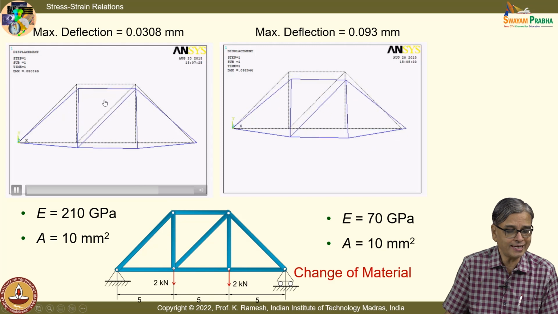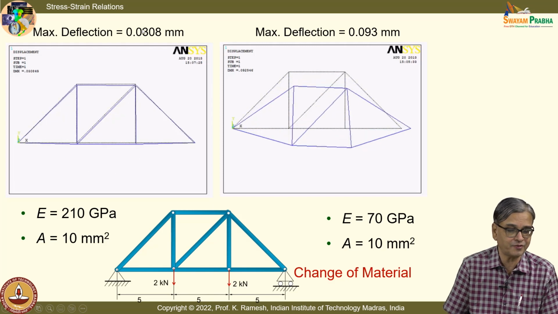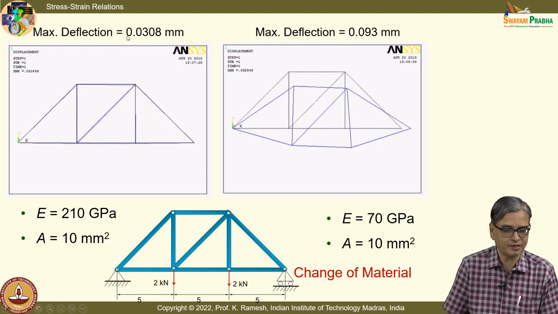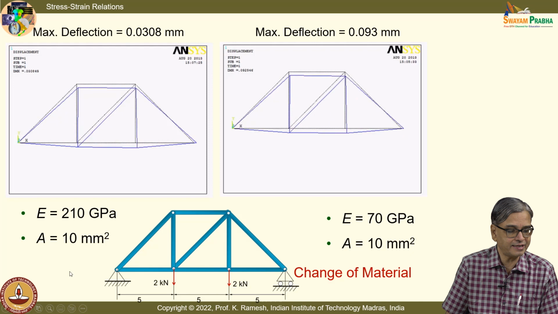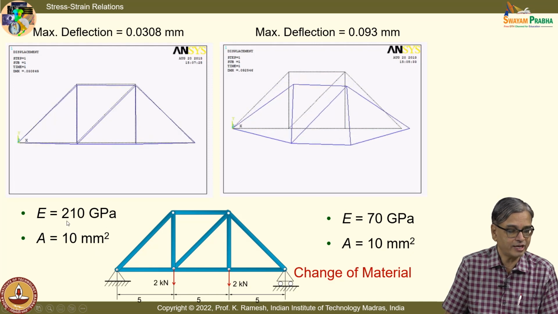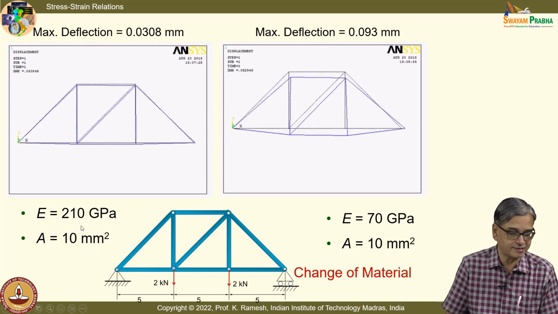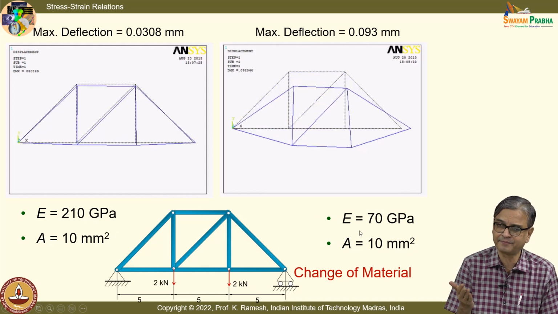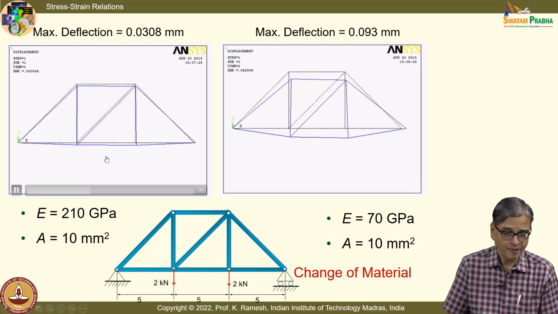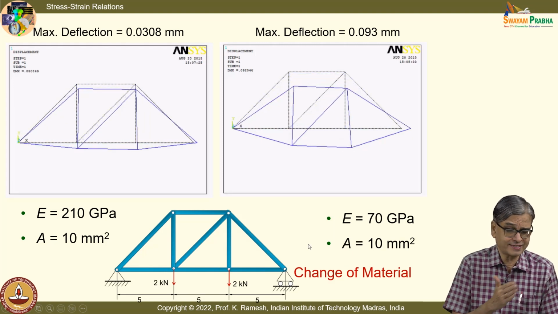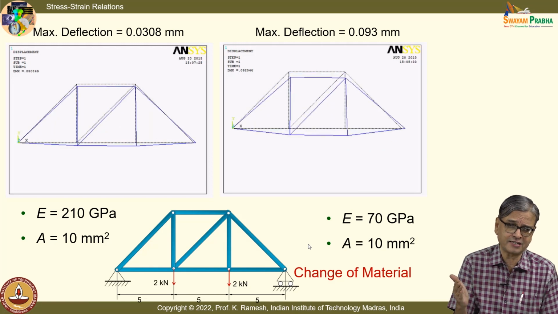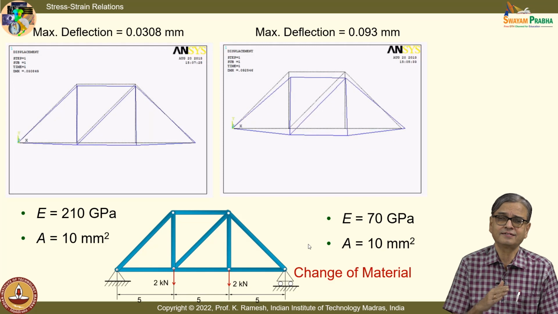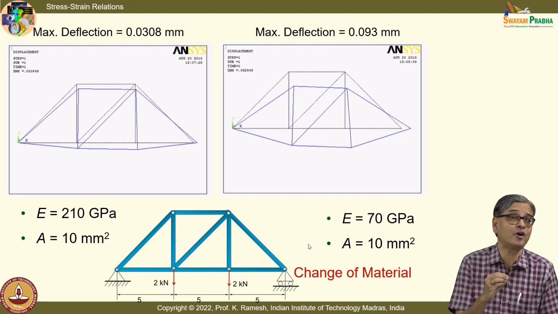Suppose I plot an exaggerated picture. See, the maximum deflection is only about 0.03 millimeter. It's very, very small. I have one material; by looking at the Young's modulus, you should be able to say that this is steel. By looking at the Young's modulus here, you should say that it is aluminum. And you find when I change the material, you could see distinctly the deformations are much, much higher. This is an exaggerated picture to drive home the point.